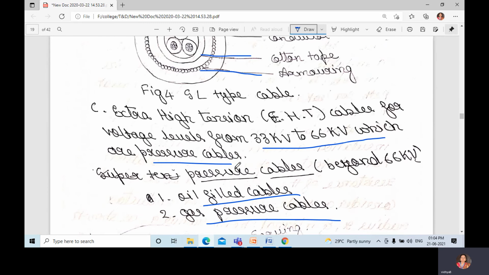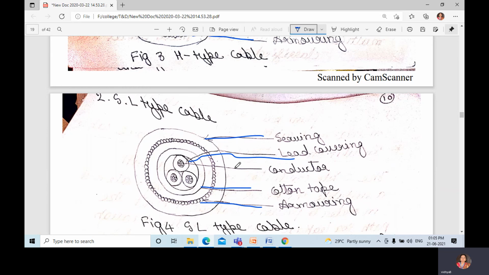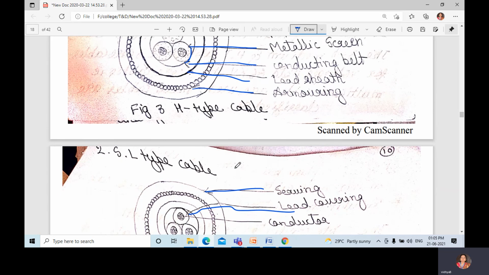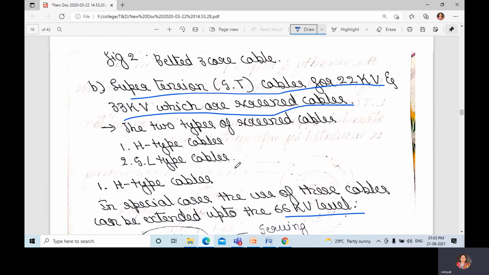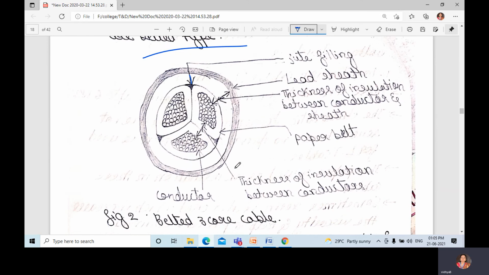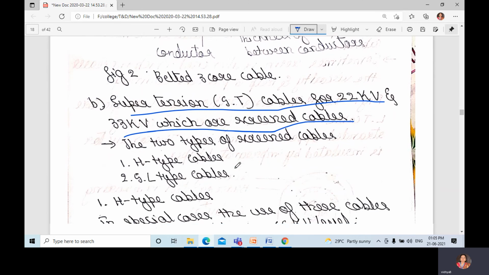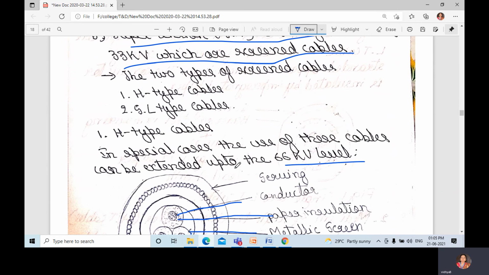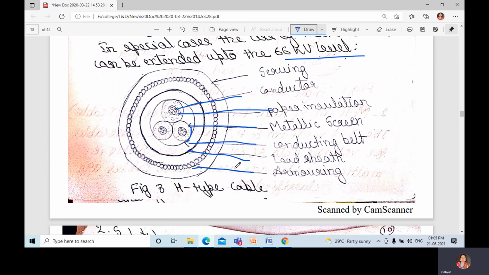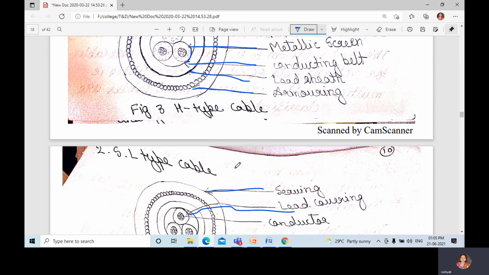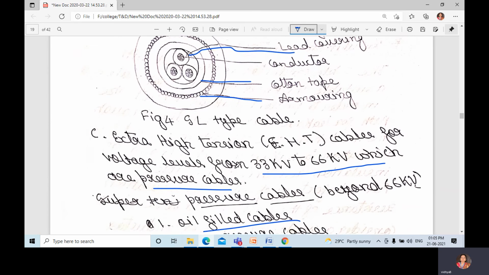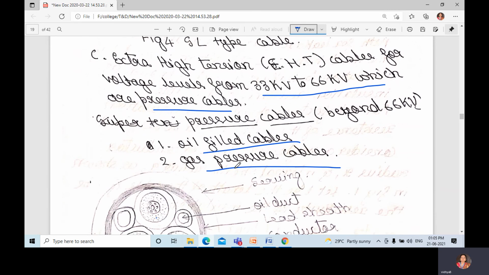These are the different types of cables for medium, that is high tension and low tension cables, and some divisions in that. We have specially used them for particular voltage levels. For 11 kV, we use a belted type, and for more than that, 22 to 33 kV, they go with the super tension cables. It may be H type or SL type. And for voltage levels more than that, if it is high voltage, then oil filled cables and gas pressure cables are used.